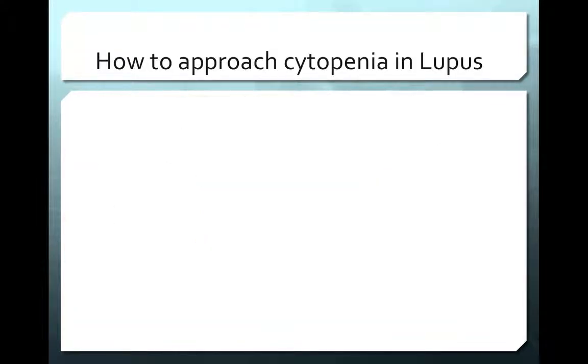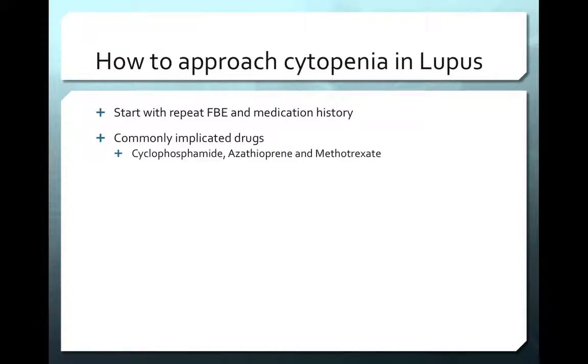So now that you've got this patient that has cytopenia, how do you begin to try and figure out what's going on? So usually you start with a repeat FBE and a medication history. Commonly implicated drugs include cyclophosphamide, azathioprine and methotrexate. Other drugs that can also cause problems that we don't often think about would just be NSAIDs, ACE inhibitors and antibiotics, for example Bactrim.